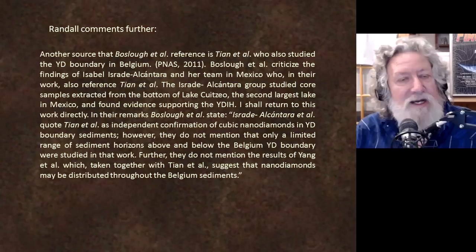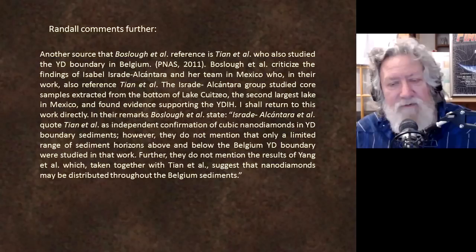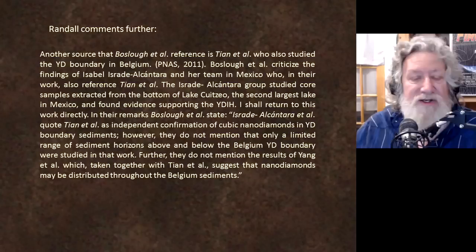Okay, and so what? I've got to ask that further, and going on with the quote here: further, they do not mention the results of Yang et al., which taken together with Tian et al. suggests that nanodiamonds may be distributed throughout the Belgian sediments. So now they're bringing the Yang team's work back in, which we've already addressed, and shown that it in no way refutes the idea of an impact, and in fact actually supports it.